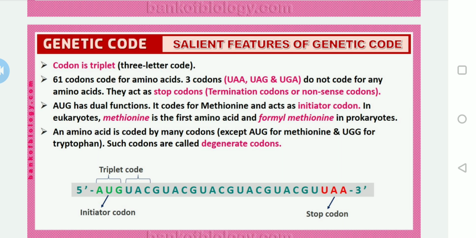Can you identify the terminator codons here? Yes, UAA. Or else we can also identify UAG or UGA. Are you able to identify?